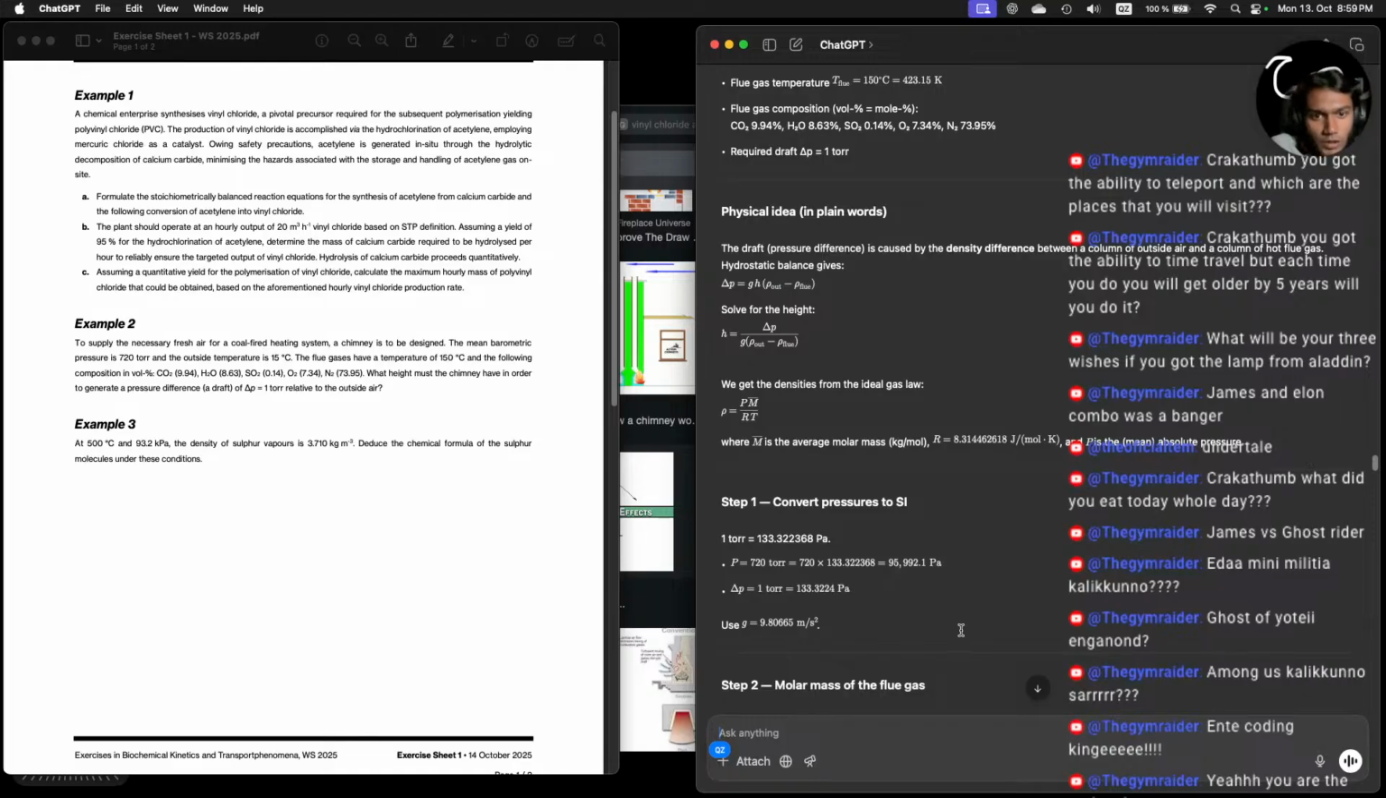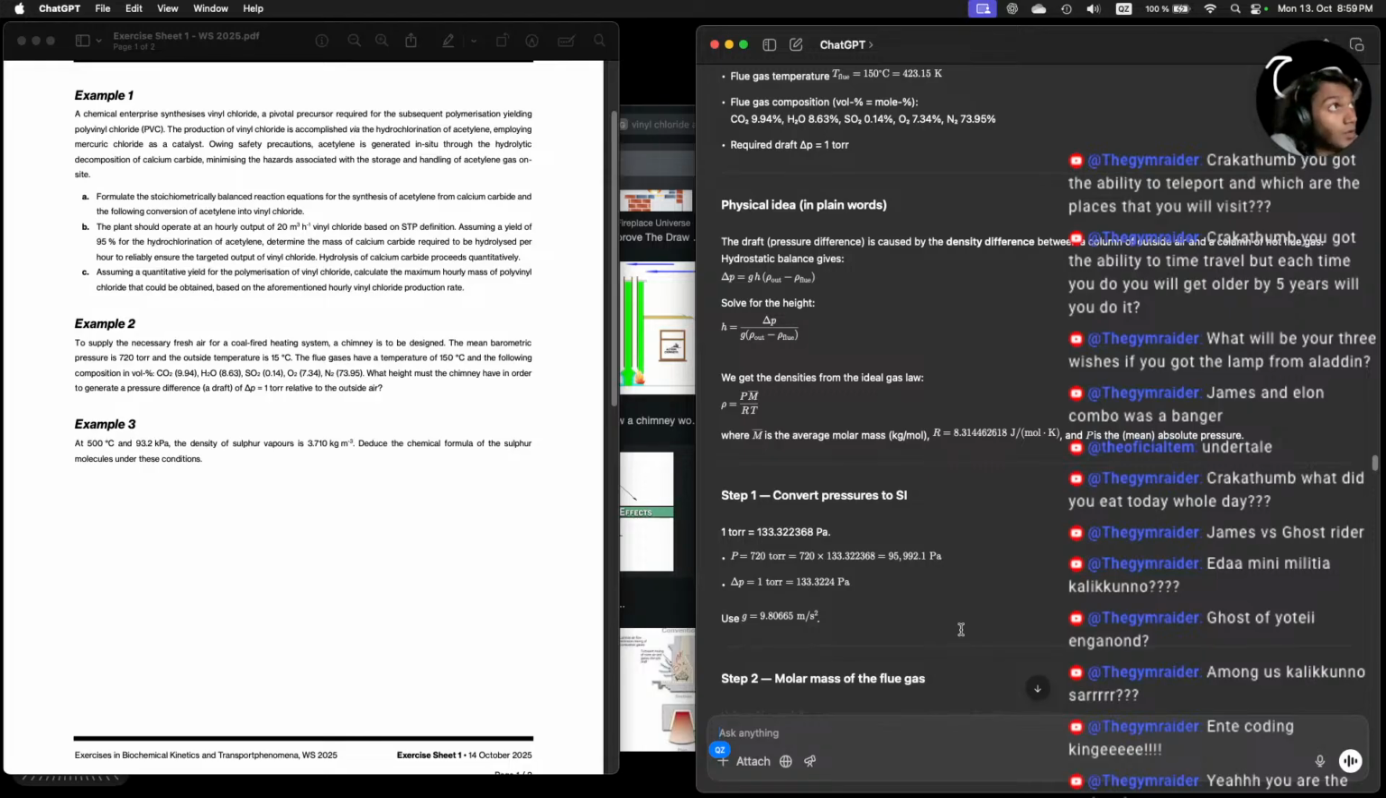You got the ability to teleport, and which places will you visit? A lot of places, right? If I could, I would visit places in the universe that are similar to Earth, or where you can breathe oxygen. I'll teleport to anywhere that I can breathe.